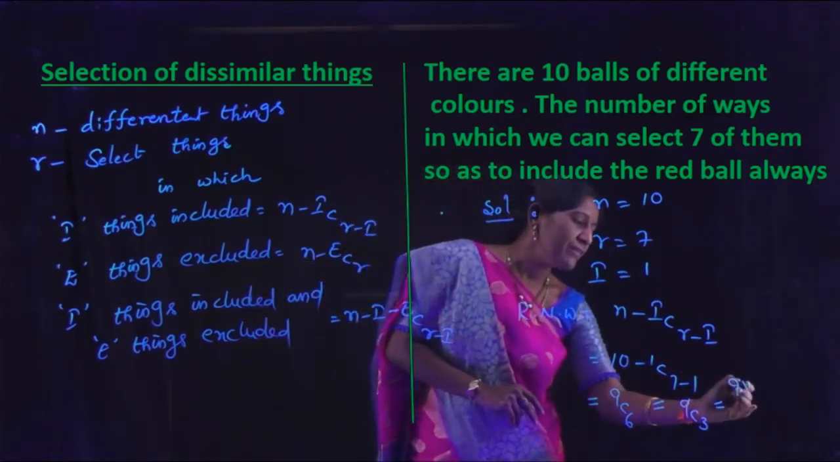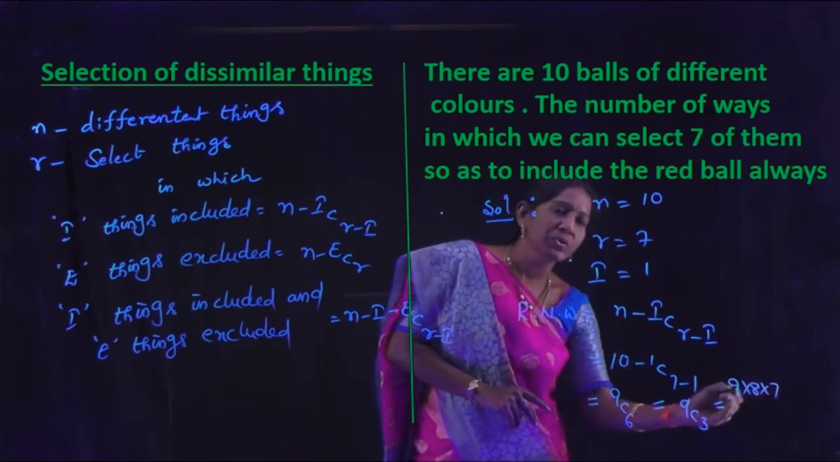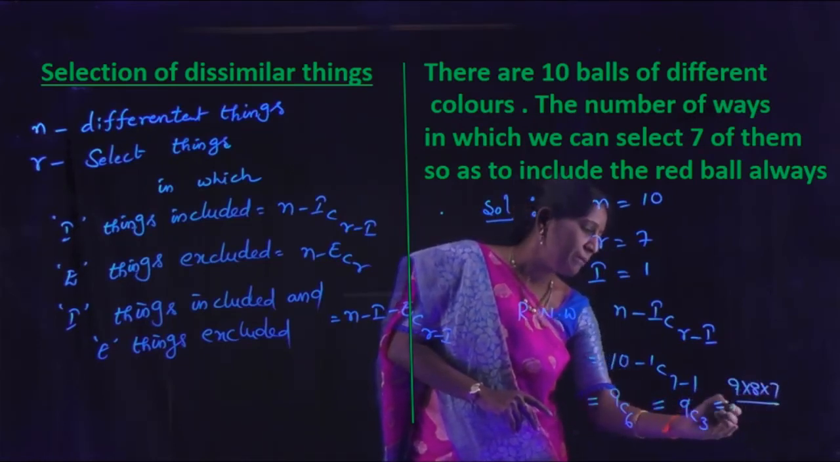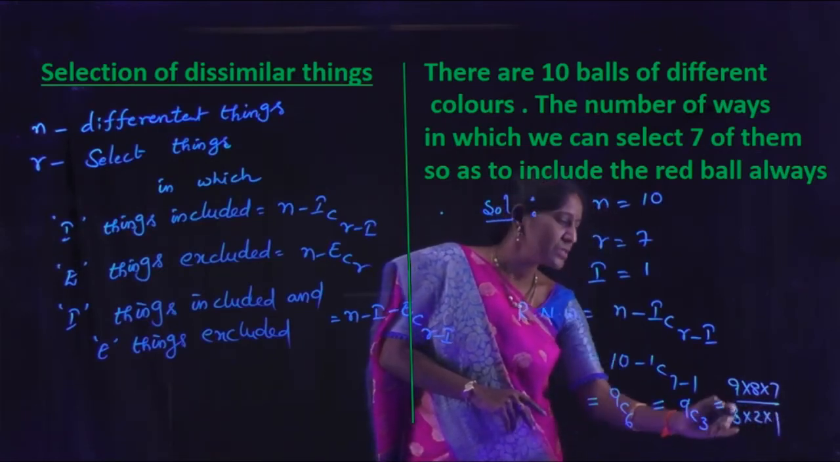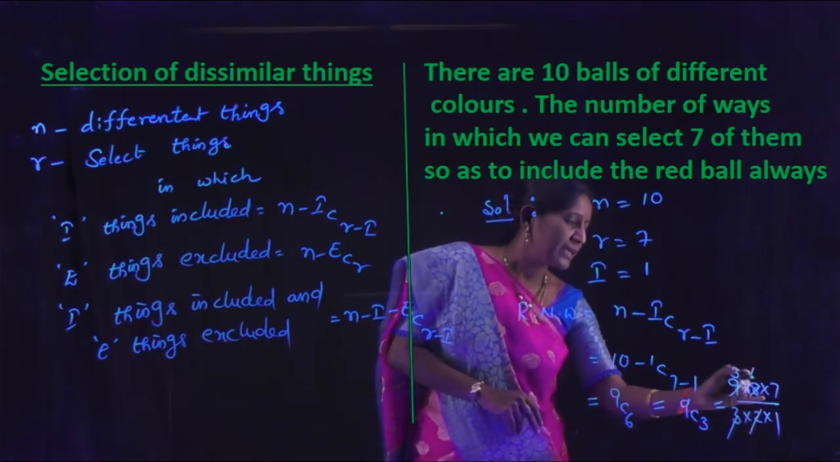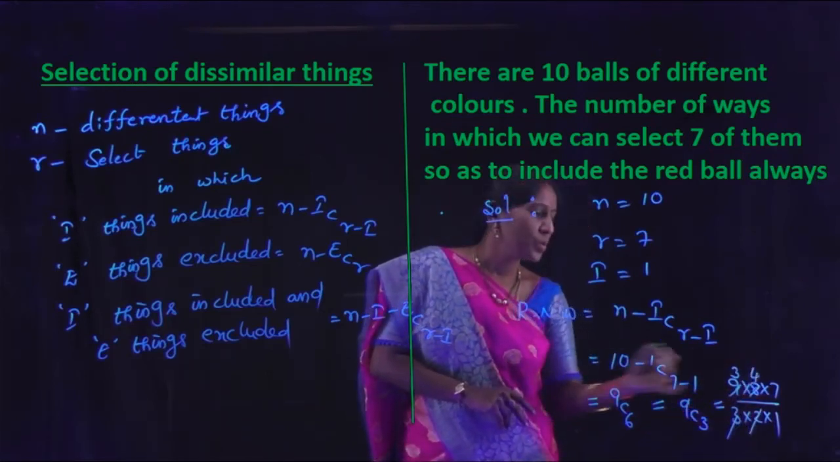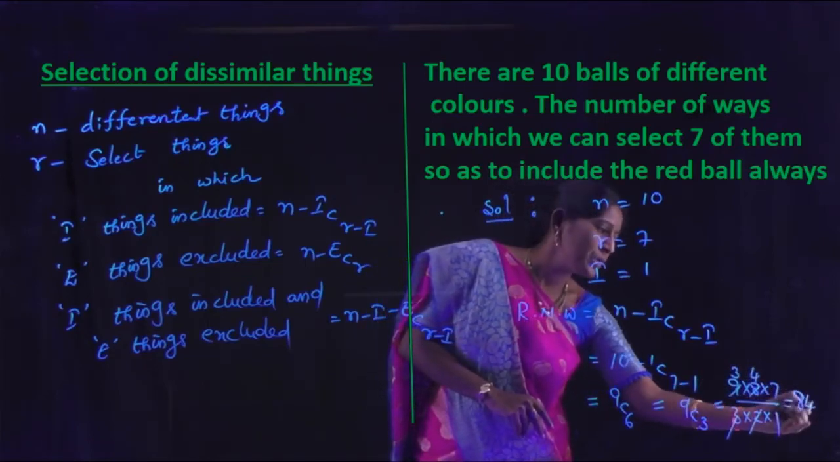To find the value of 9C3, write 9 into 8 into 7 by 3 into 2 into 1. Put the values. 3 times gets cancelled, 9 is there. 2 4 times gets cancelled, 8 is there. So 3 into 4 into 7, that value becomes 84.